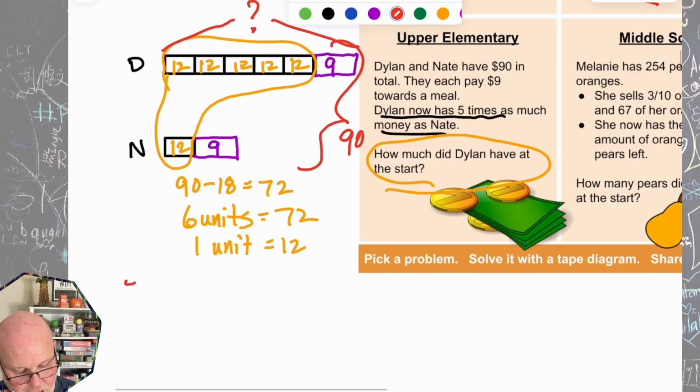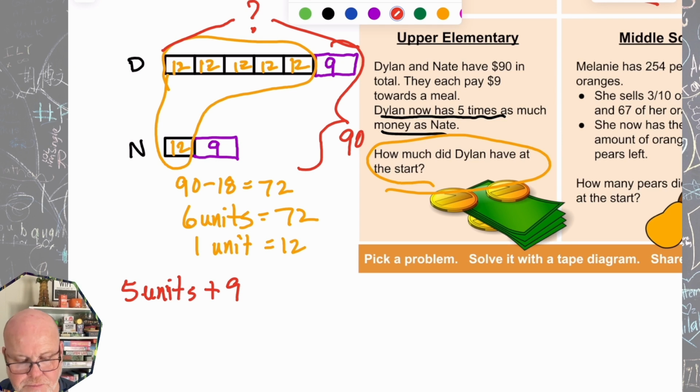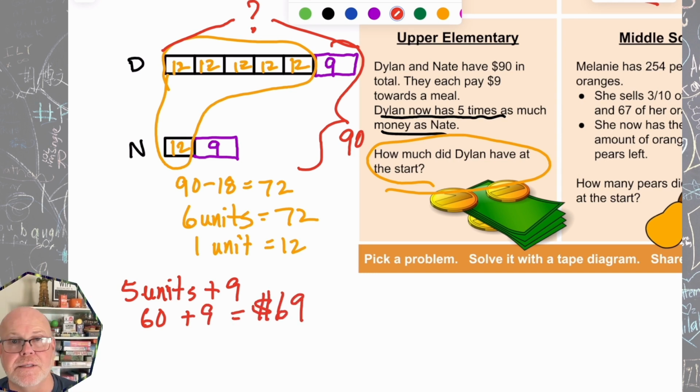Well, he had 5 units plus $9. All right, that's how much he had at the start. 5 units plus $9. Each of those units is 12. So 5 times 12 is 60 plus 9 gives us $69. So Dylan had $69 at the start.